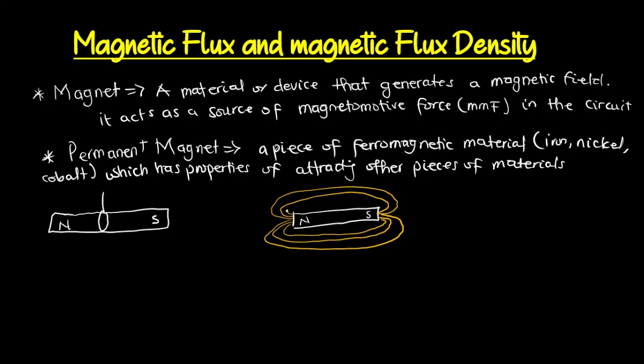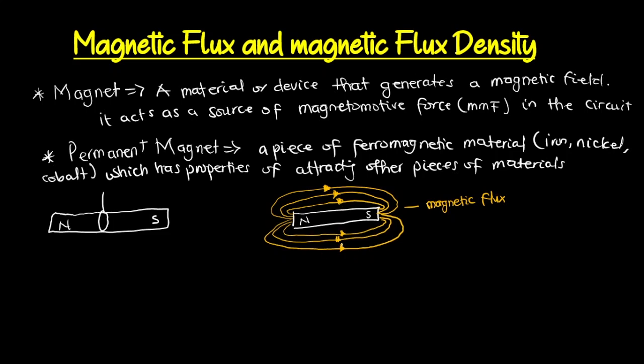So from the north to the south. To show that, we use arrows to show that it is moving from the north to the south, like this, like this, and like this. These lines are what we are calling the magnetic flux, and the area around where the magnetic flux is felt is what we are calling the magnetic field.